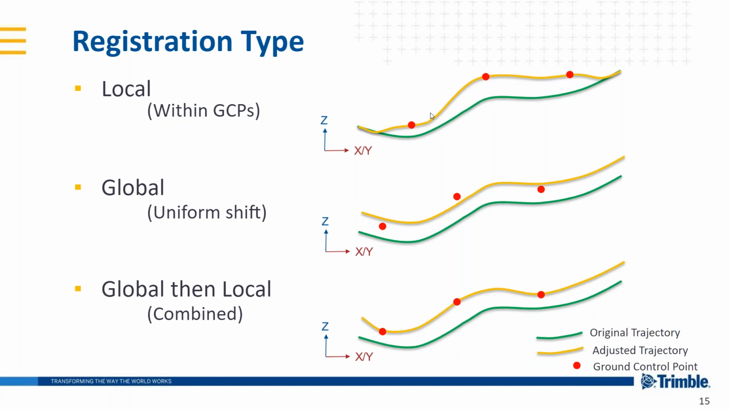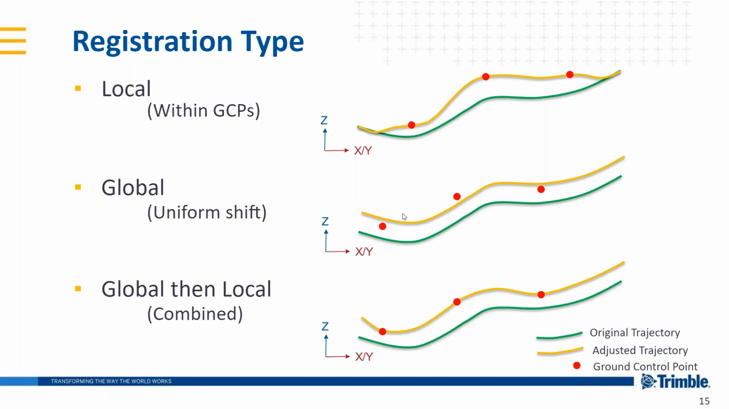Also, for example, when you have very poor GNSS conditions, you can adjust by a local adjustment certain parts of the areas that you have in your projects. The other type of registration is a global adjustment. This global adjustment applies a uniform shift from the original run based on the computation in the control points. Here, the difference is that the initial segments of my trajectory and the last part of the trajectory after the control points are also adjusted.